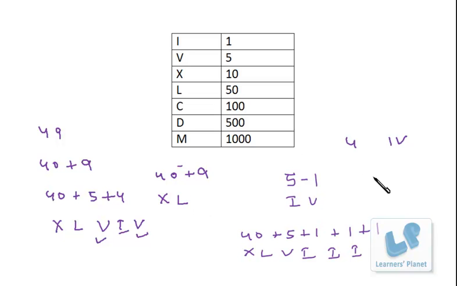And what is 9? If I deduct 1 from 10, I'll get 9. And how do I do that? If I write I before X, I'll get 9. So it's XLIX. Okay. So it's 40 plus 10, 50 minus 1, 49.